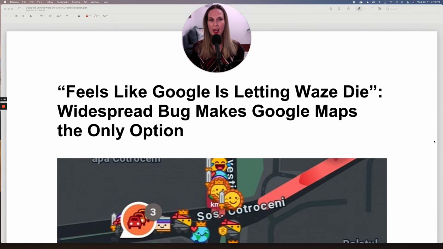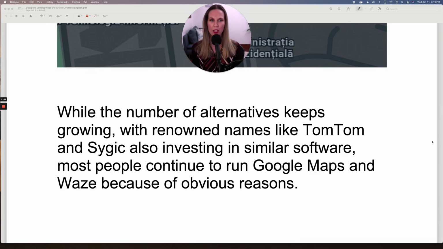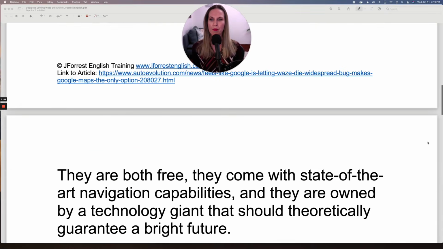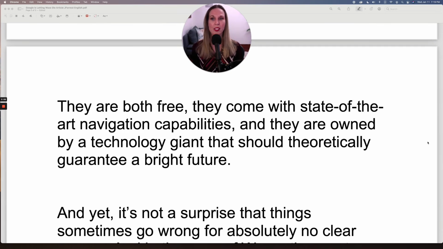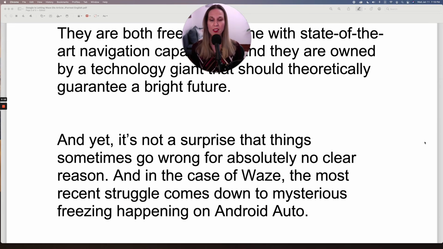Feels like Google is letting Waze die. Widespread bug makes Google Maps the only option. While the number of alternatives keeps growing, with renowned names like TomTom and Cygic also investing in similar software, most people continue to run Google Maps and Waze because of obvious reasons. They are both free, they come with state-of-the-art navigation capabilities, and they are owned by a technology giant that should theoretically guarantee a bright future. And yet, it's not a surprise that things sometimes go wrong for absolutely no clear reason.